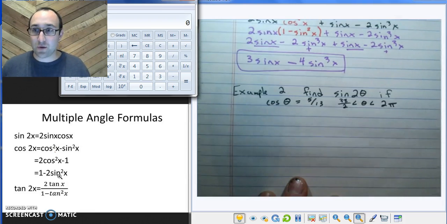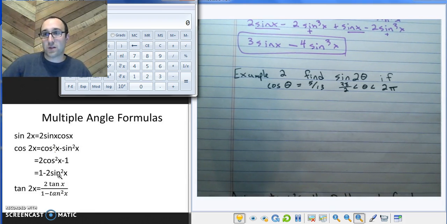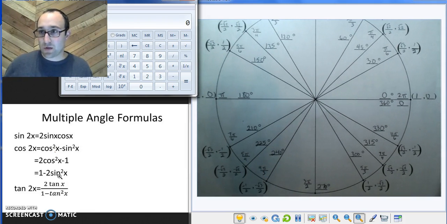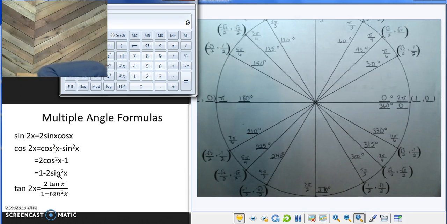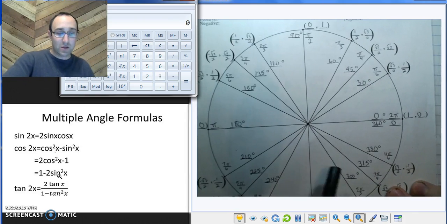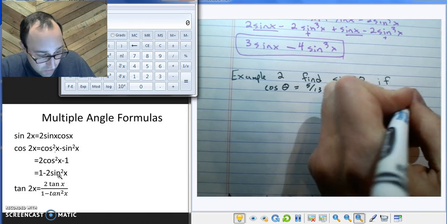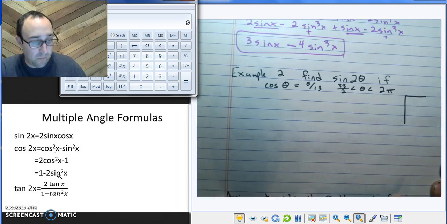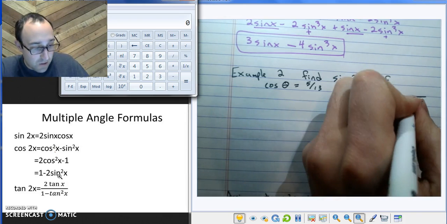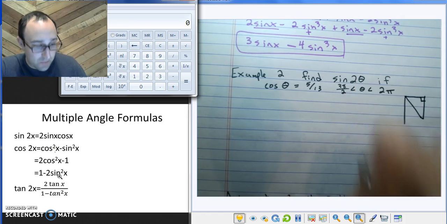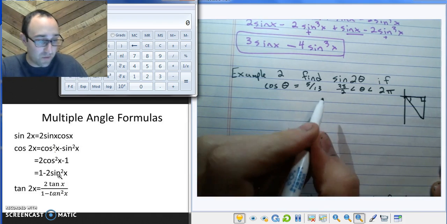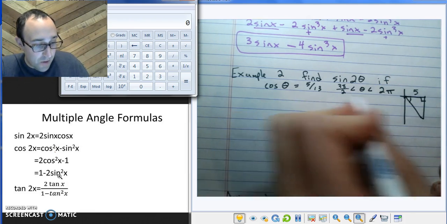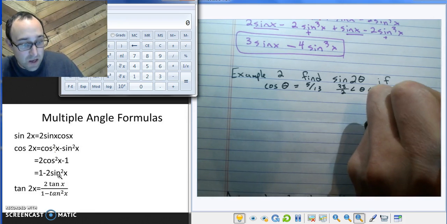Okay, now let's do example 2. Find sine 2 theta if cosine theta equals 5/13, and theta is between 3 pi over 2 and 2 pi. So let's look at our unit circle real quick. It's between here and here, so it's in quadrant 4. I'm going to draw a triangle in quadrant 4, and here's my right angle. Cosine is adjacent over hypotenuse, so the adjacent is positive 5 and the hypotenuse is 13. Since it's in quadrant 4, this is going to be a negative 12.